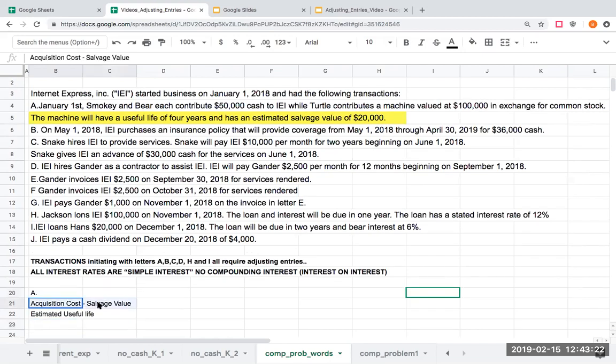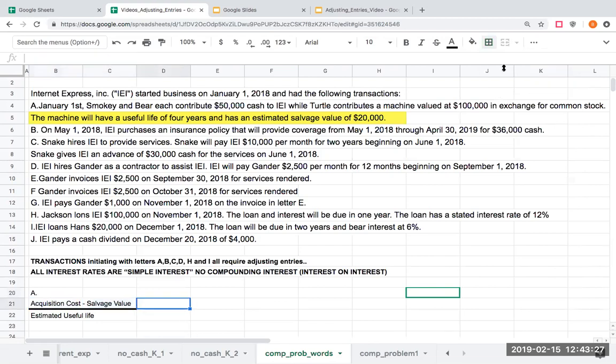And again, if this does not look familiar to you, I want to encourage you to watch the previous video that covers the depreciation. So here my acquisition cost was $100,000, or the value of what I gave up in stock to Turtle, minus the salvage value of $20,000, divided by 4. So this is going to give me $80,000 divided by 4, or $20,000 of depreciation expense per year.